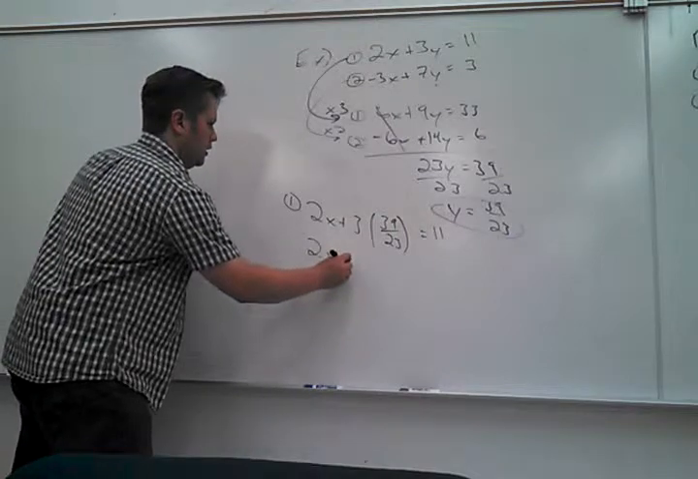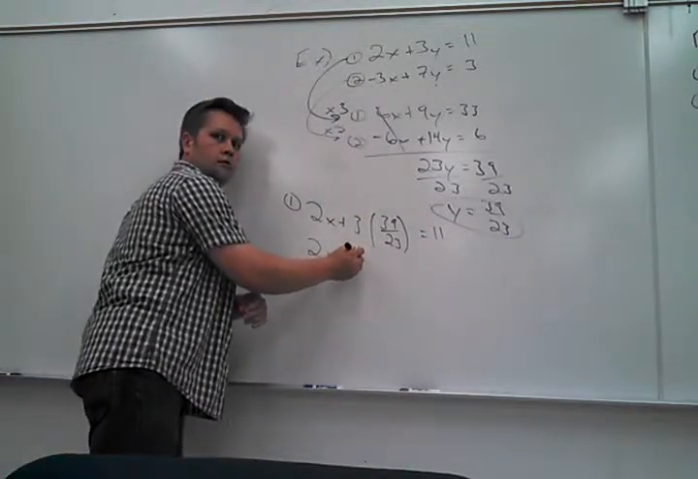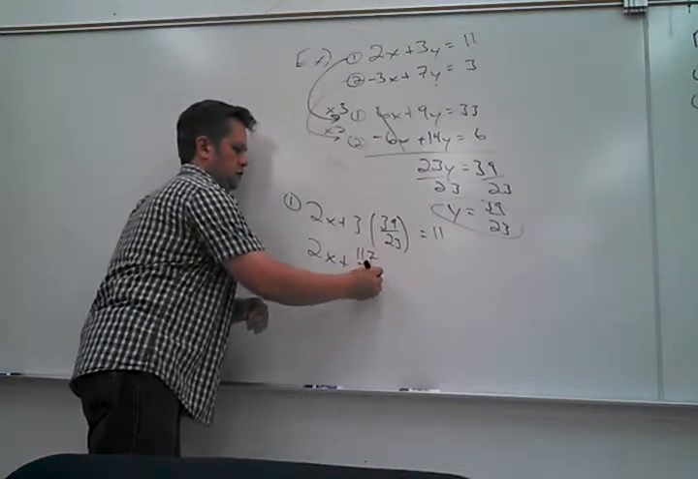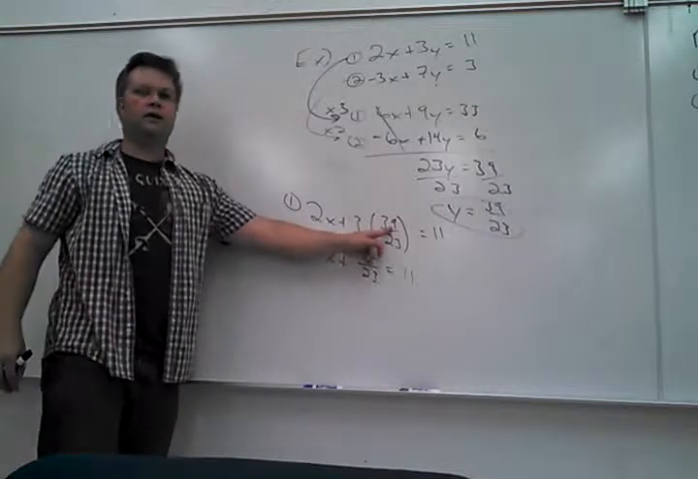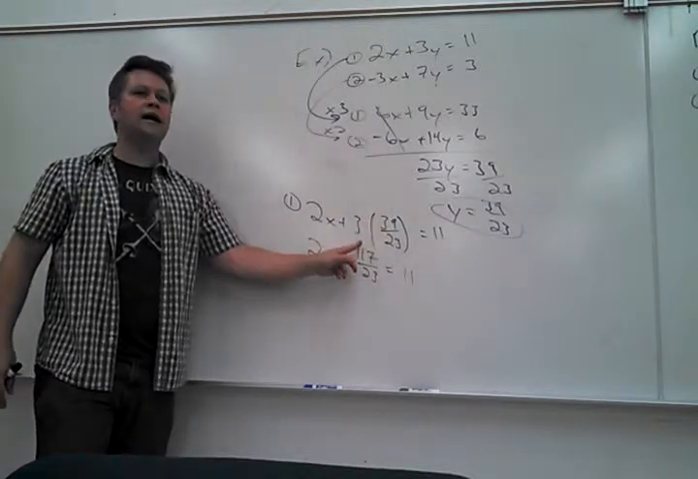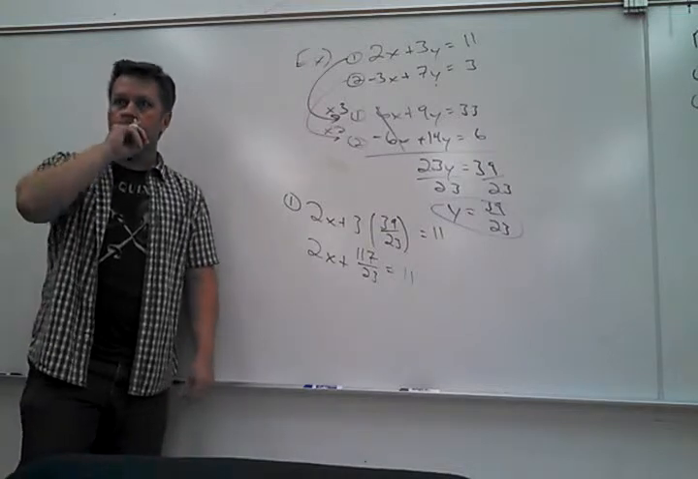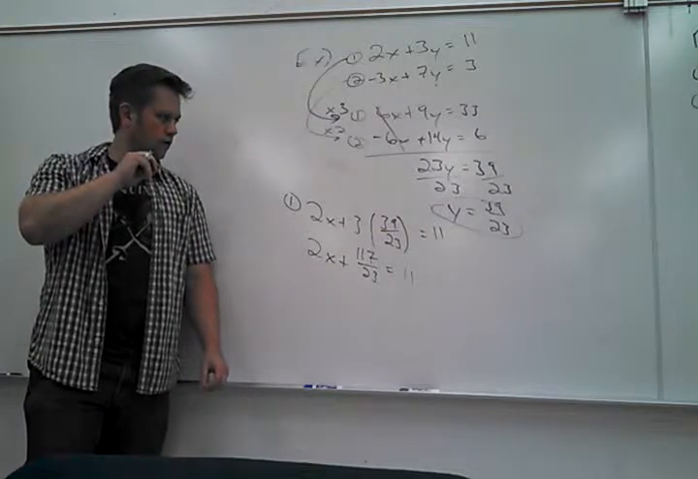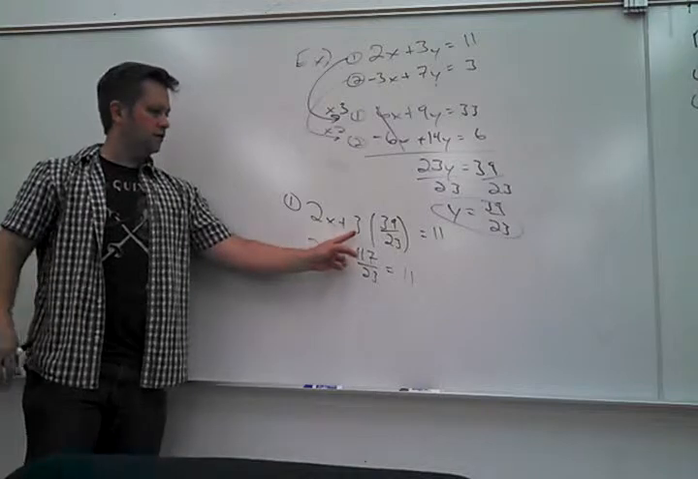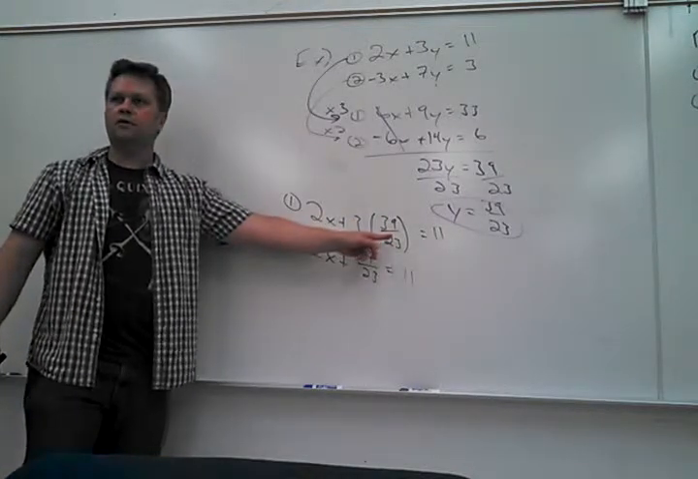So 2x plus 117. 3 times 40 is 120, but I got 39 threes, so 1 less 3 is 117. That's how you quickly multiply. Yeah, multiplied 23 and 3 and then added the answer to 39? How did you get 117? Definitely not. This does not mean 3 and 39 23rds. This means 3 times 39 23rds.